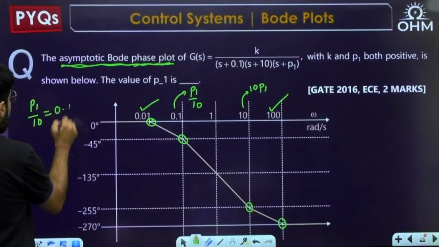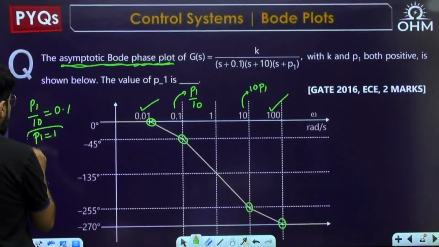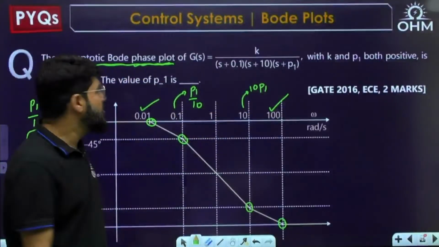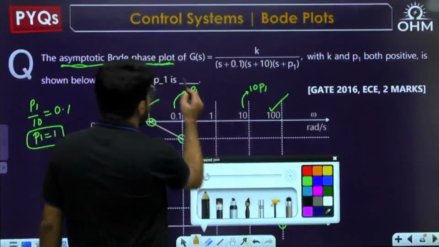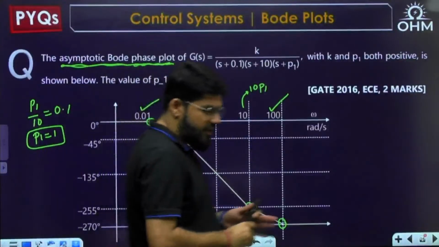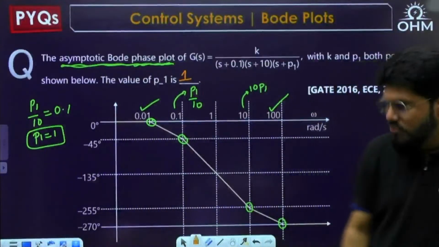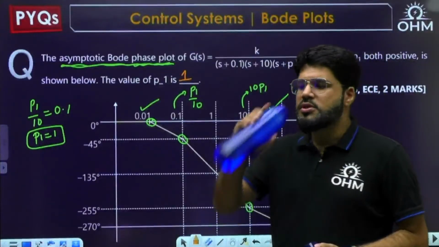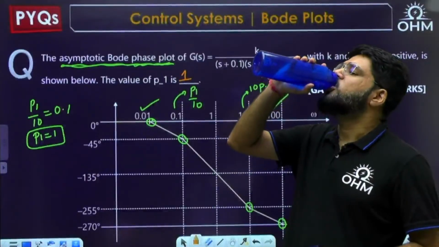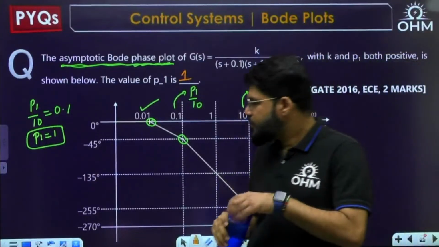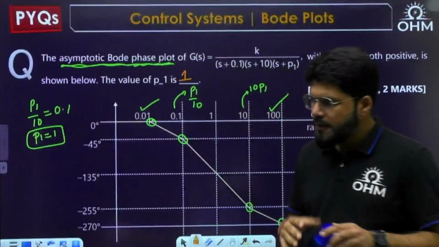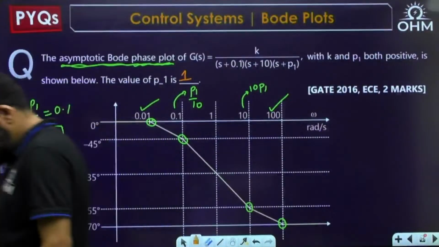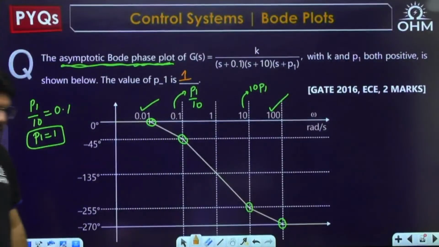P1 by 10 is 0.1, so P1 is 10 into 0.1, which is 1. Or 10 P1 is 10, so P1 is 1. This is on the Bode asymptotic phase plot. Answer is 1. Tell me if you have any doubts here.